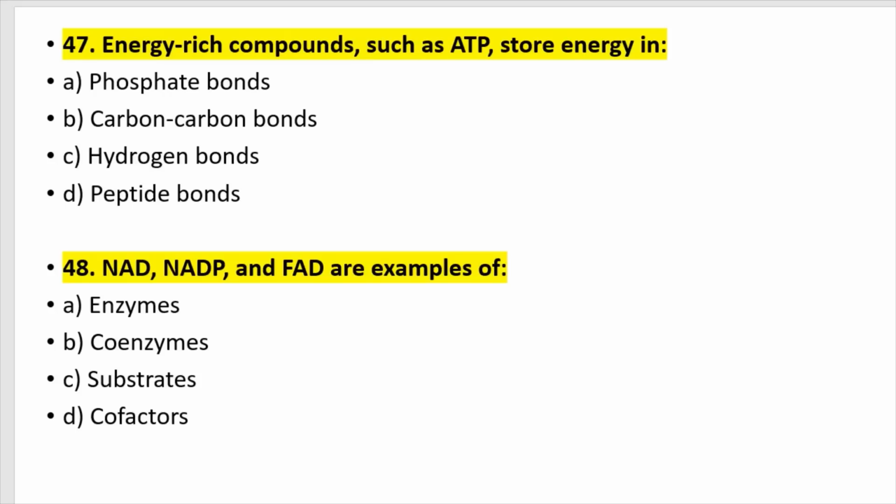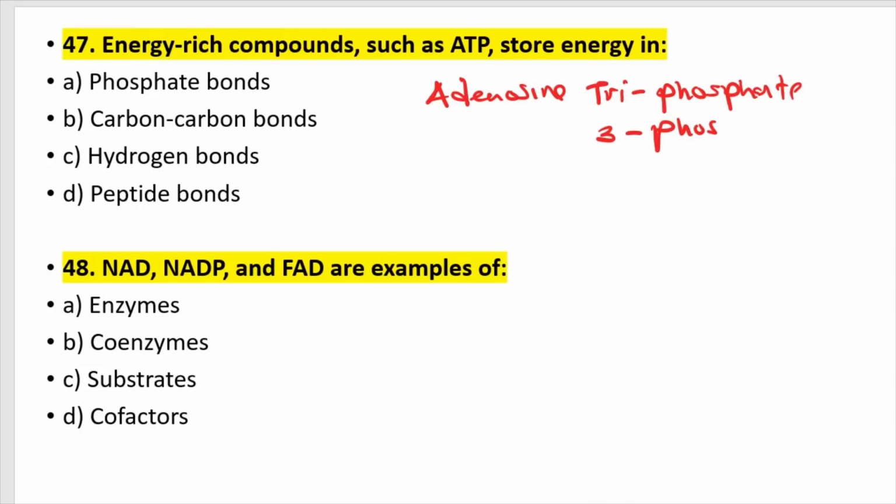47. Energy-rich compounds such as ATP store energy. ATP is simply adenosine triphosphate. So when you look at this, there are three phosphate atoms. So the energy is stored in phosphate bonds.